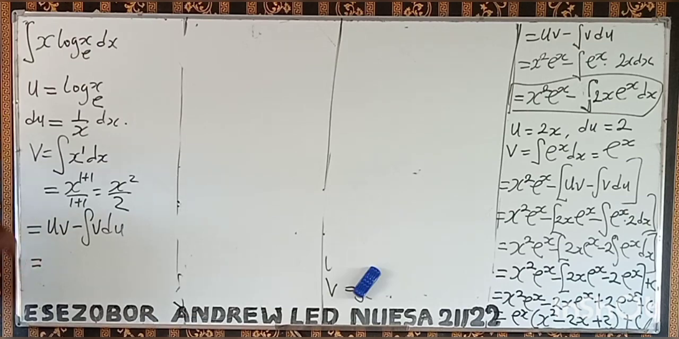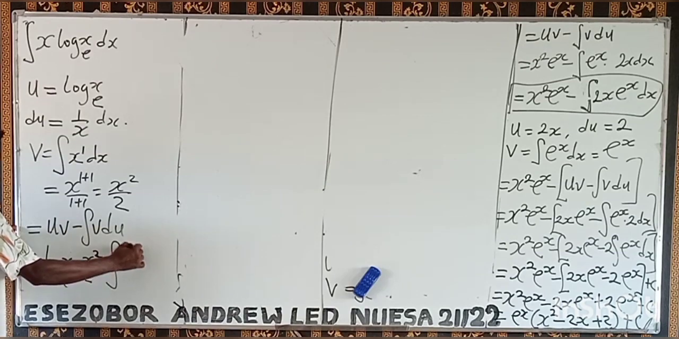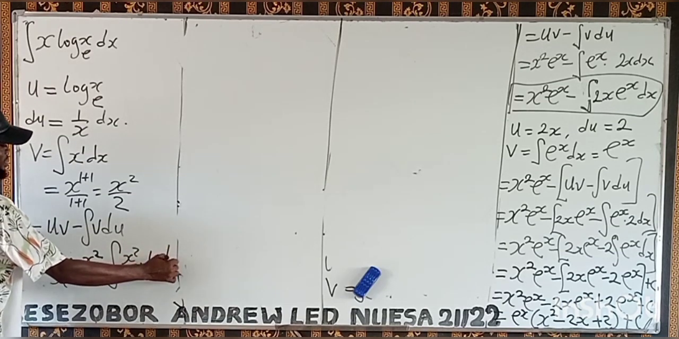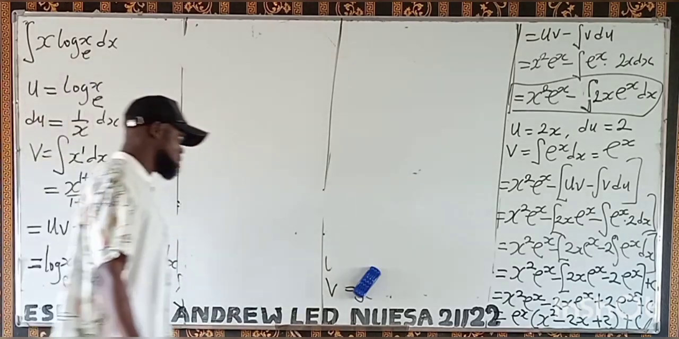So this will give us uv minus integral v du. Let's substitute: u is log x to base e, v is x squared over 2, minus the integral, where v is x squared over 2 and du is 1 over x dx.